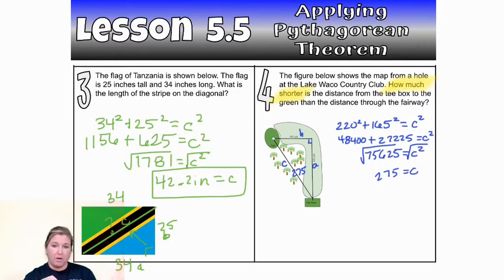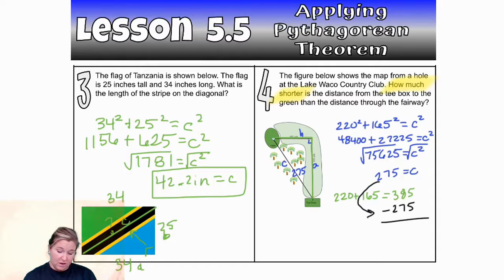So that's not what the whole answer is asking for. I need to do a second step. I need to figure out how far is it from the tee from here and then around there. Well, that's going to be 220 plus 165, and it's 385. And the question is asking how much shorter. Well, to find how much shorter, I'm going to have to take the 385 and then subtract the 275 from it to find out how much shorter this is.